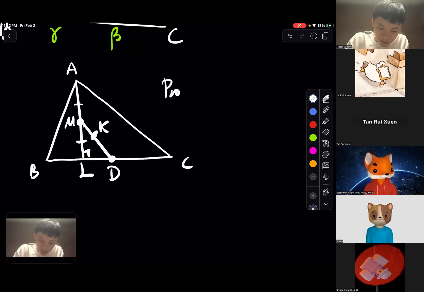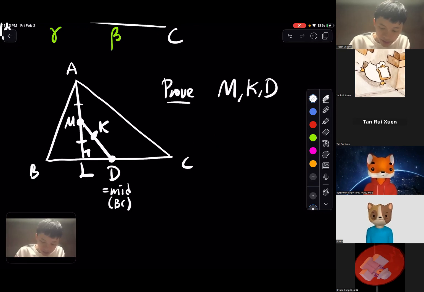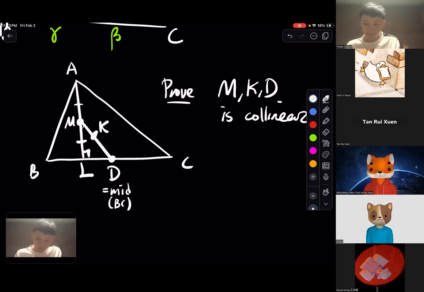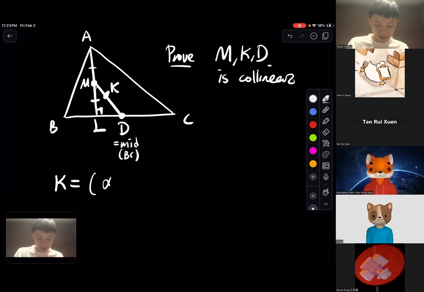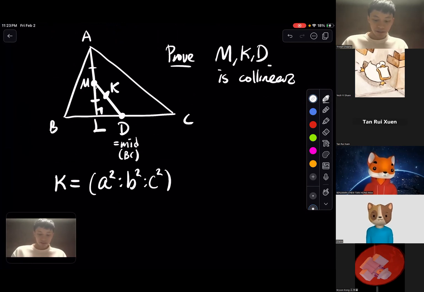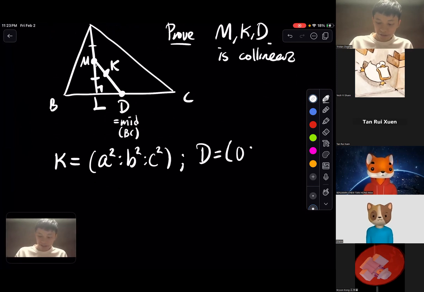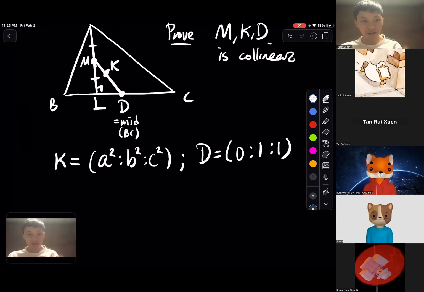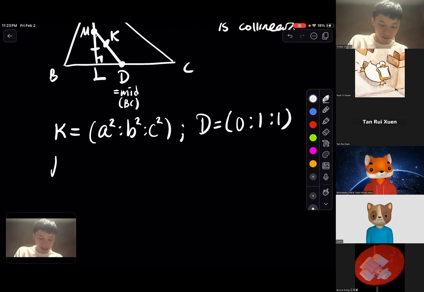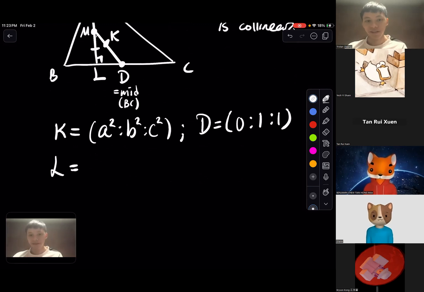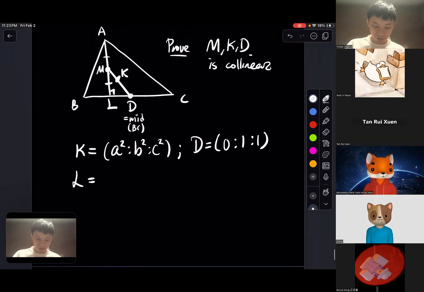So what we want to prove is that M, K, and D are collinear, where D is the midpoint of BC. K, we already found that it's a squared, b squared, c squared. And D, we already found is 0, 1, 1. So now we just have to find M and then try to prove that those three things are collinear. To get M, we have to first find L. And L is the foot of the altitude. So how do we get it? Well, it's on the line BC, so we know the first coordinate must be 0.